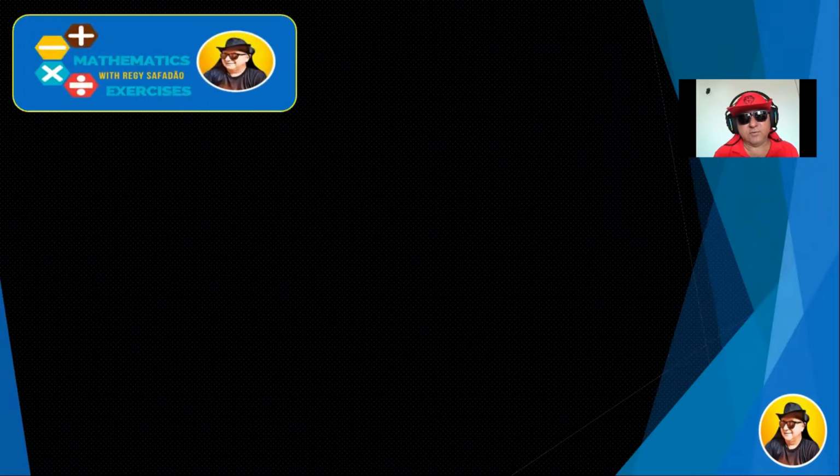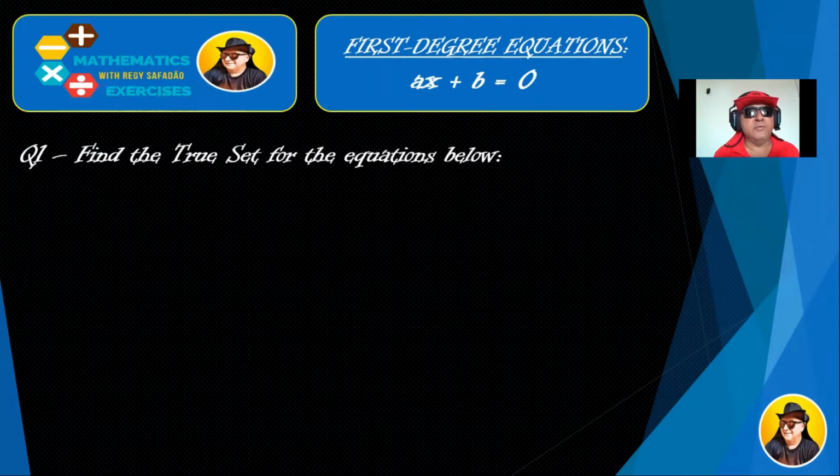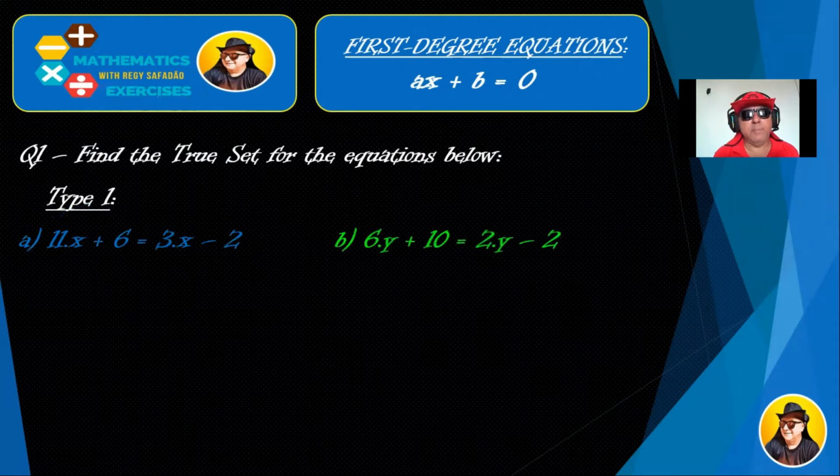So let's start. Let's do some exercises. First degree equations, ax plus b equals 0. Find the solution set for the equations below. Type 1, letter A and letter B.